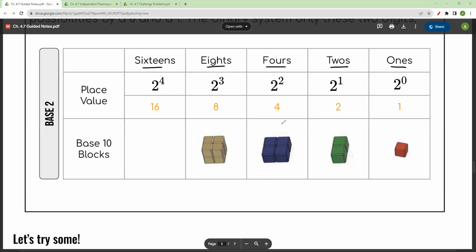To help give you a visual, here's our base 10 blocks, because they're really not base 10 blocks, they're base 2 blocks. If you want to write base 2, that would probably be helpful. So we have 1, 2, then 4, then 8, than 16. And 16, I couldn't find a picture of that one because it doesn't exist really.